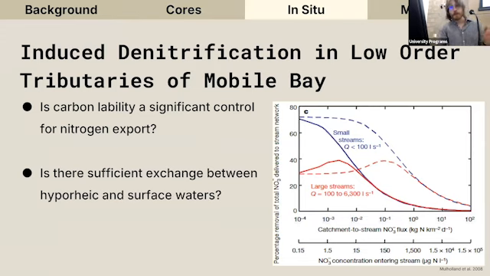For the in situ work, we're going to be examining how this carbon lability can work as a control for the nutrient export into streams. And also, is there sufficient exchange between the hyporheic and the surface waters for this to matter?